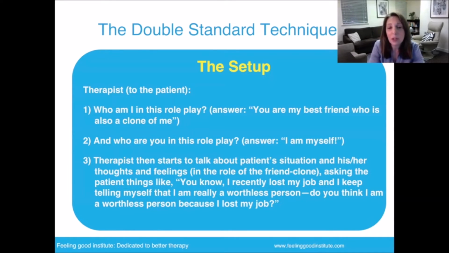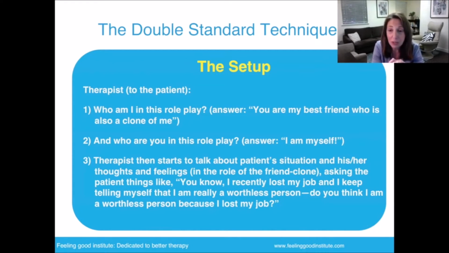And then what happens is the therapist will start to talk about the patient's situation and the patient's thoughts and feelings and ask the patient questions. I'll talk about myself in the first person. I'm the dear friend slash clone, and I'm going to talk about the problems the patient's having. So for example, I'll say to the patient, you know, I recently lost my job and I keep telling myself that I'm a really worthless person. Do you think that I'm a worthless person because I lost my job? So that's an example of what I might say in the setup for a patient who's now beating themselves up for having lost his or her job, right?